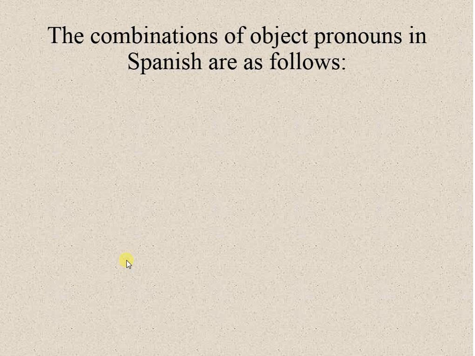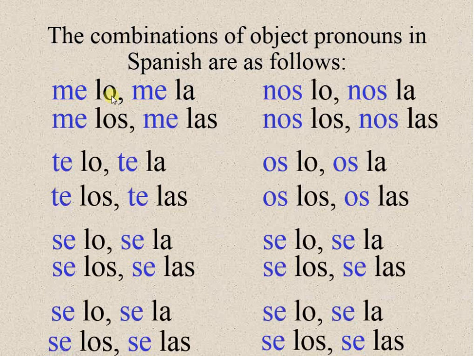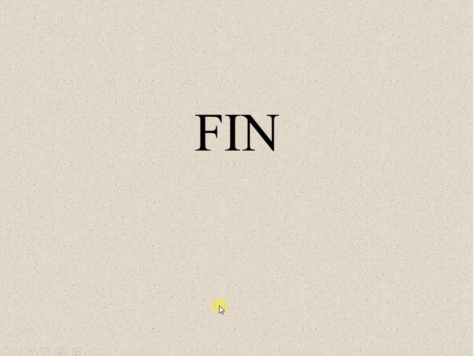The combination of object pronouns in Spanish are as follows. So here is for me, when I say me lo, te lo for tú, se lo, this one is for él, ella, usted, for nosotros, for vosotros, for ustedes, for ellos and ellas.